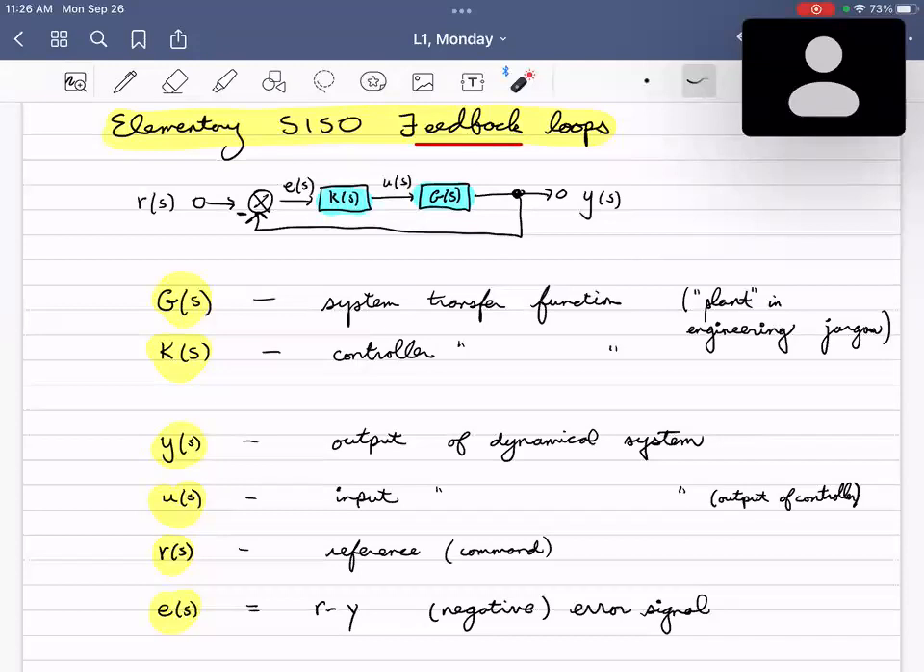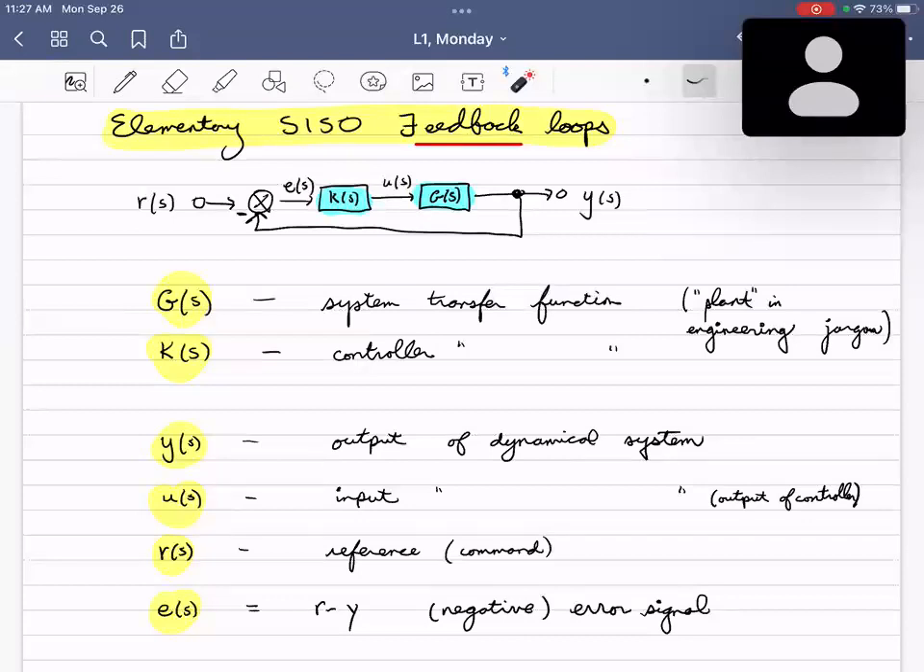In other words, KE is the product of two Laplace transforms, a convolution in the time domain. That produces the output U, but U is then the input to G. So it becomes a loop, because one person's output is another person's input. Then you take the difference. Put them all together, and what you want to do is solve for Y equals something times R.